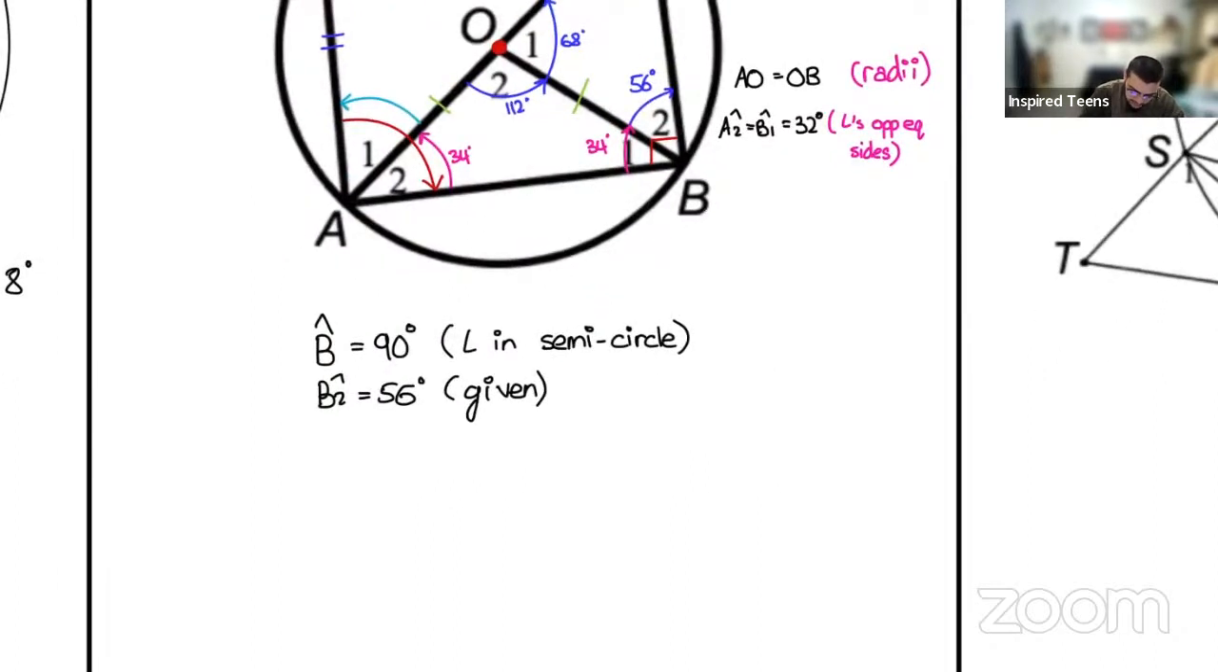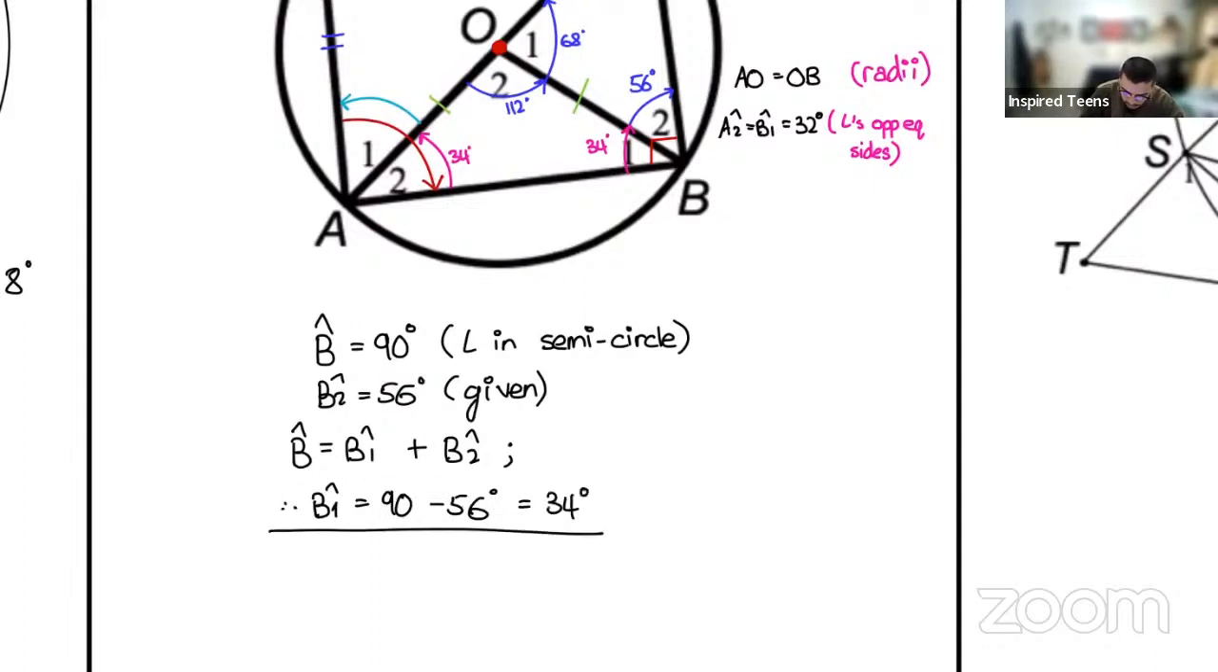Okay. Then we can say that angle B is equal to B1 plus B2. There's no reason for that. That's just because B1 and B2 make up B. Okay, so because of this, we can say therefore angle B1 is equal to 90 minus 56, which is equal to 34 degrees. So now we know the value of angle B1.